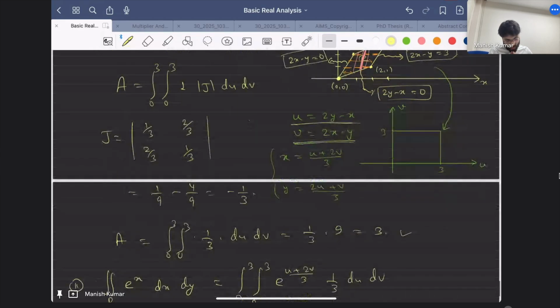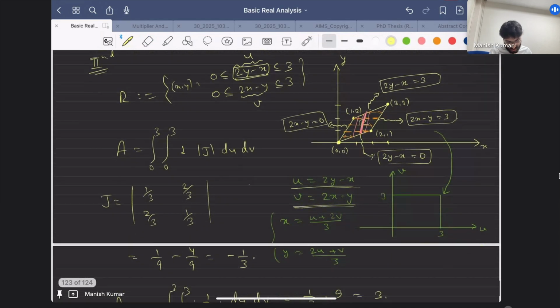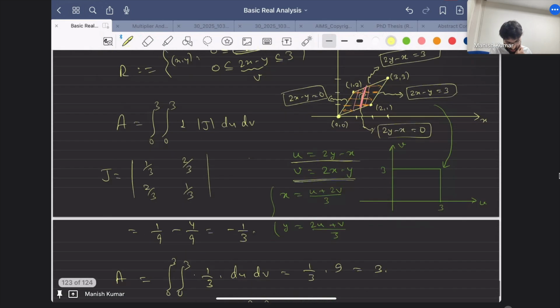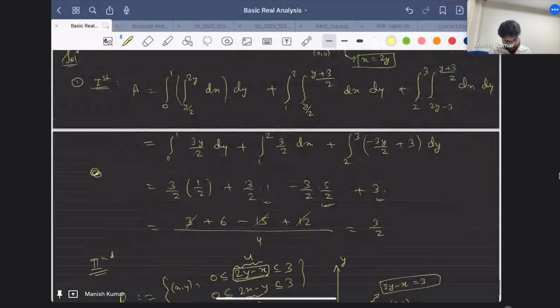I'll check this one probably. Well, this is quite simple. You just have the Jacobian. The Jacobian seems to be 1 by 3. No issue with that. I think this seems to be okay to me. I'll have to check this part probably. Okay, I'll check it before uploading it.